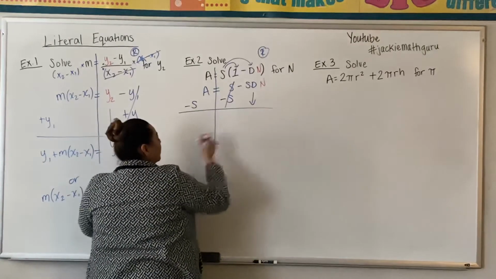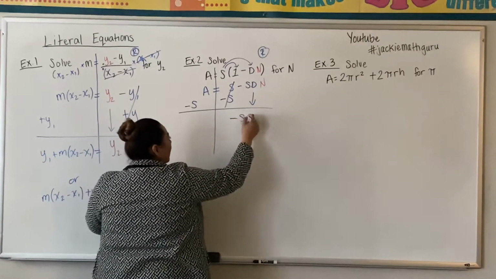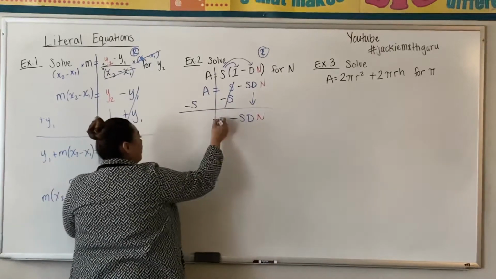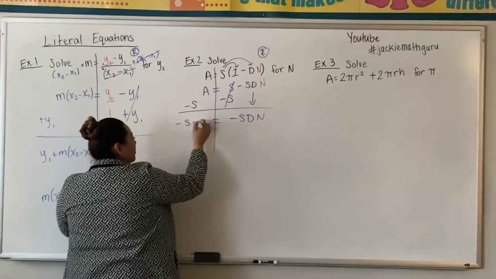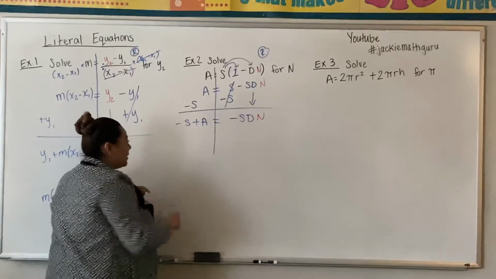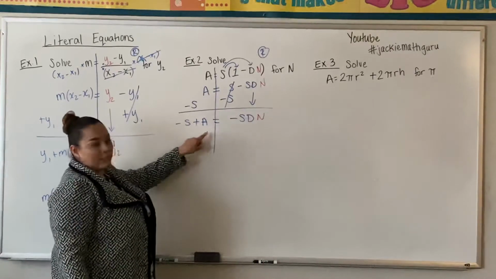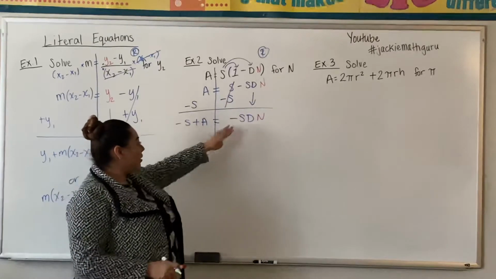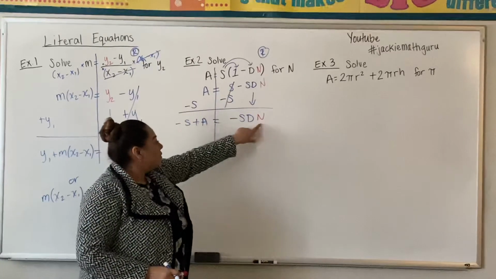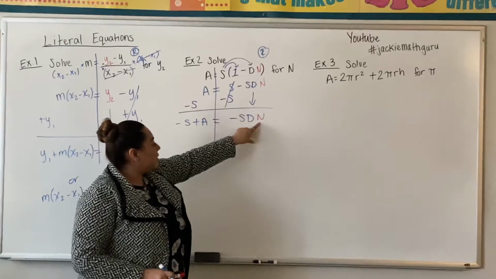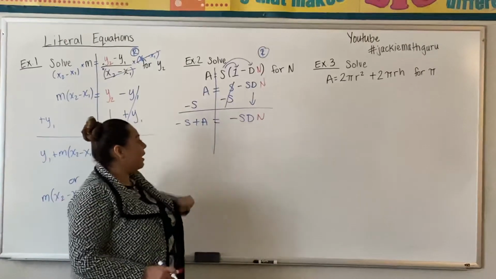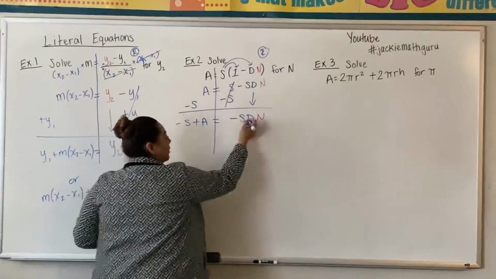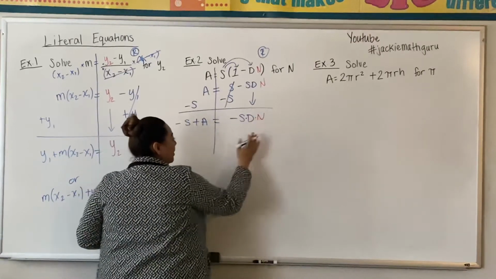This comes down, so we got negative sd n equals negative s plus a. Negative s plus a, or a minus s. Either way, they're both correct. We're almost done. We have to get rid of the negative sd so we can leave the n by itself. Right here, this means multiplication. The reason why it's multiplication is because we don't have any operation in between. So right here, we're multiplying all these out.